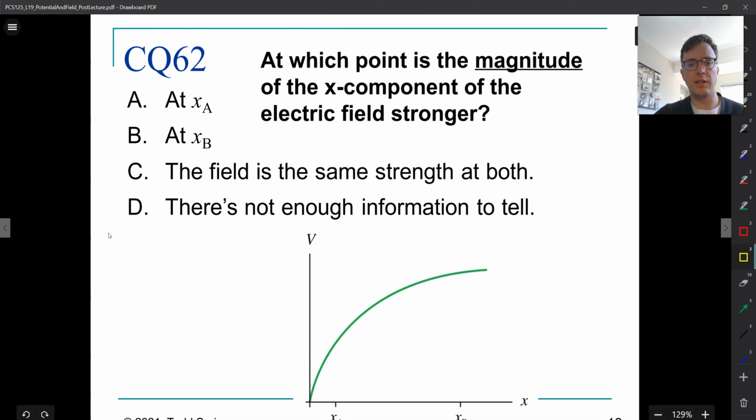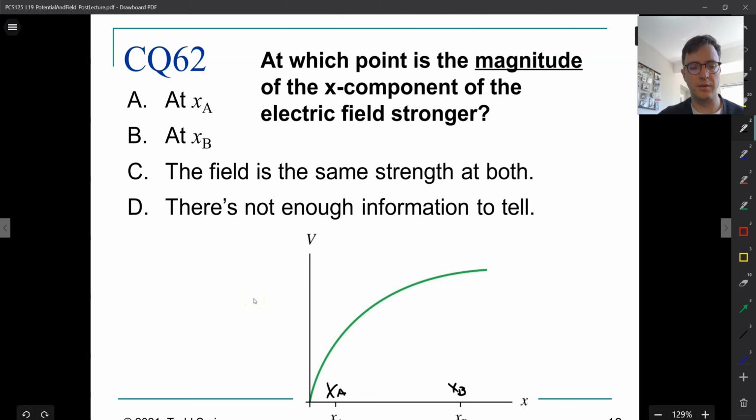Let me put that to the test with this clicker question. Suppose you've got an electric potential which looks like this. So this is V as a function of x. It has this shape here. I want to know, where is the electric field bigger? Is it bigger at XA, bigger at XB, or both the same? Sorry if this is not on the screen. This is supposed to be XA here, and this is XB here. Where is the electric field bigger? Pause the video, see if you can answer this before going forward.